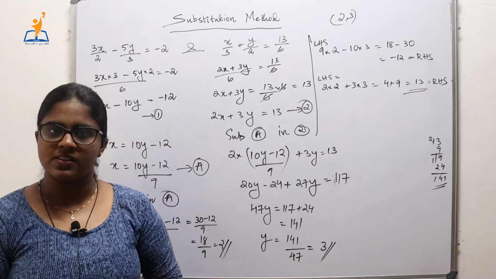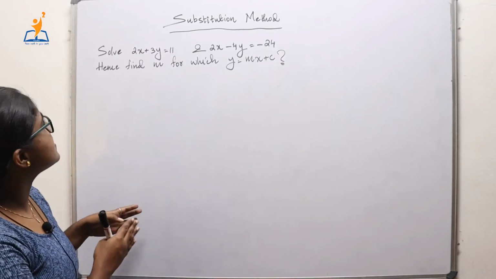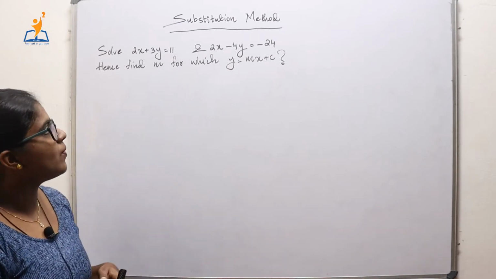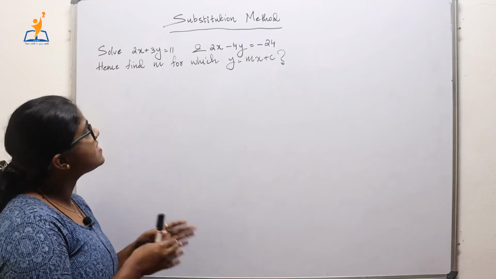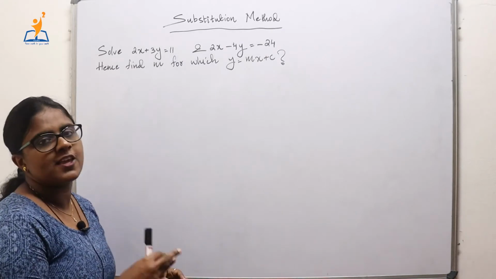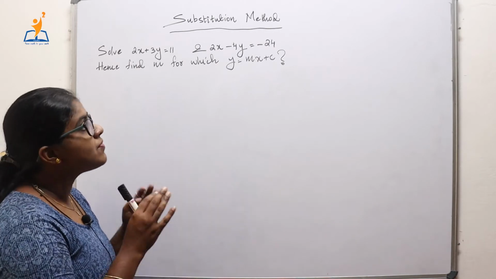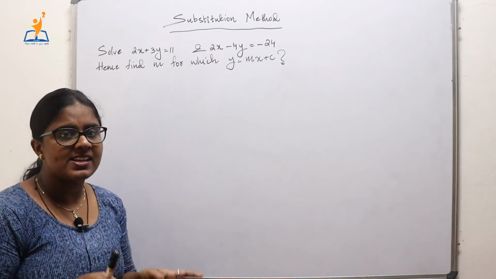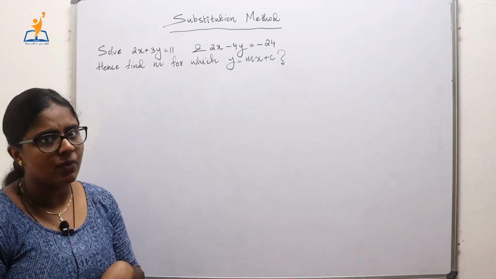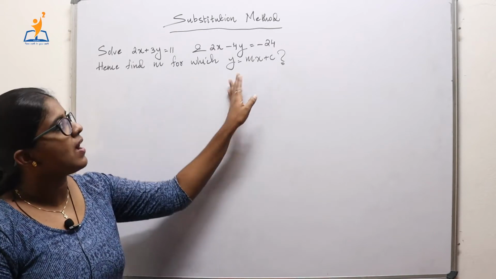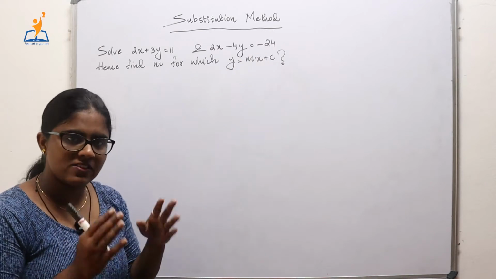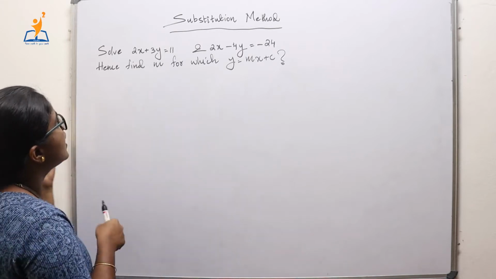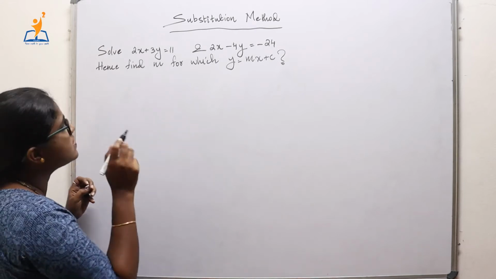Now let's move on to another question. Now the question is, solve 2x plus 3y equals 11 and 2x minus 4y equals minus 24, and hence find m for which y is equal to mx plus c. First of all, we have to solve for this pair of linear equations. Then we will get a value for x and a value for y, and we will substitute those values in this equation and hence find m. That's our question in totality. Now let's move on and find each of the solutions one by one.